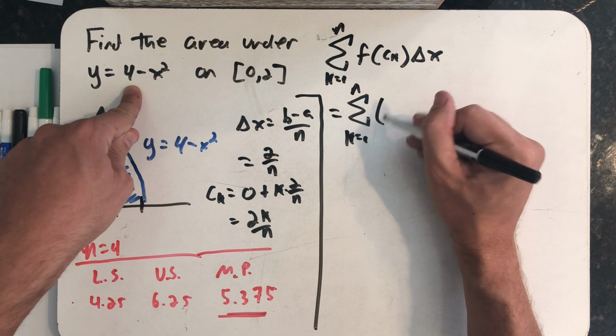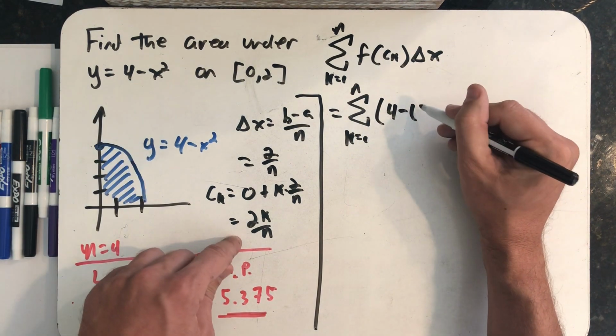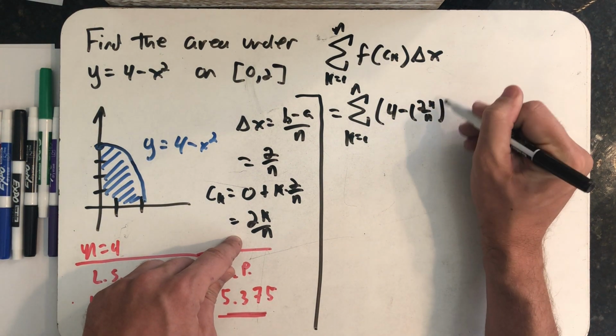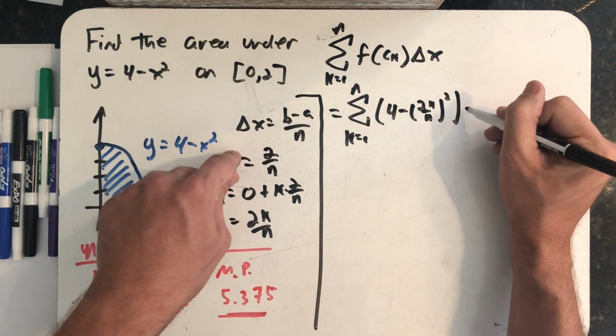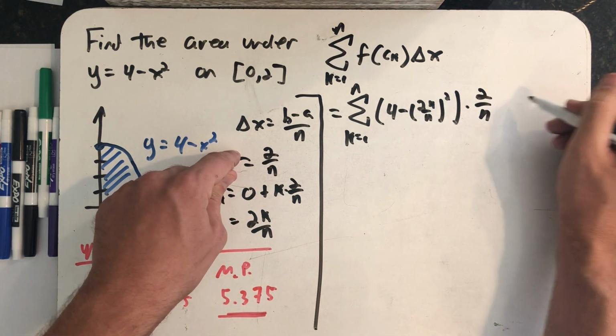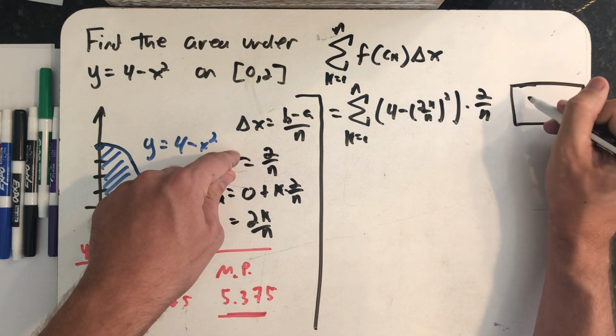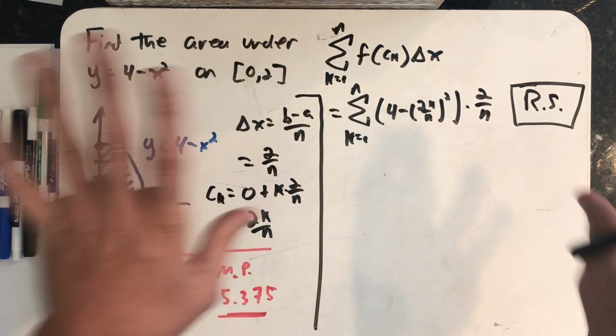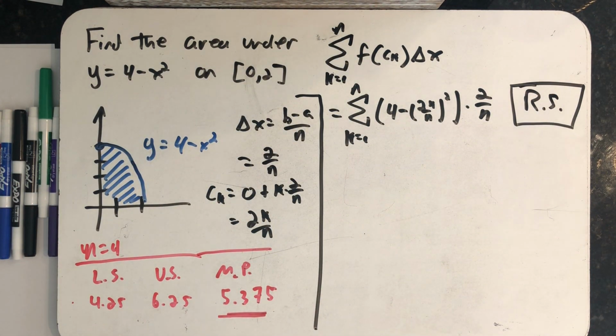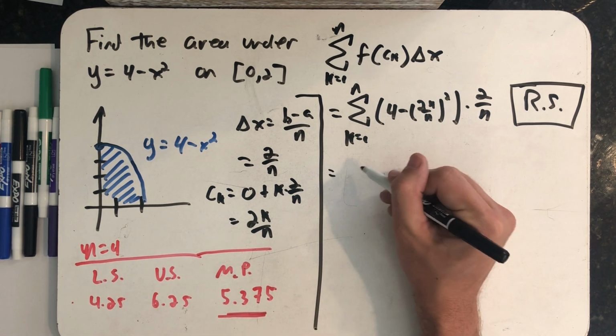All right, well, so my function 4 minus this value all squared times delta x. I have found my Riemann sum. So if I was just asked to find a Riemann sum, I could stop there. I wouldn't even need to simplify it. But now I do want to simplify it because my end goal is to have a formula just in the variable n, so I can take a limit as the number of rectangles goes to infinity.